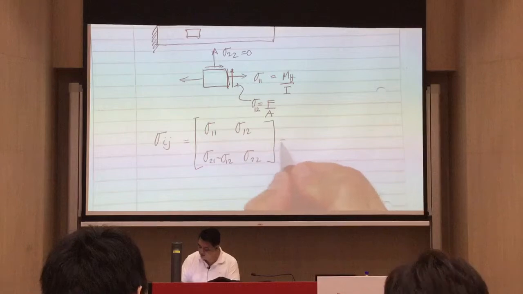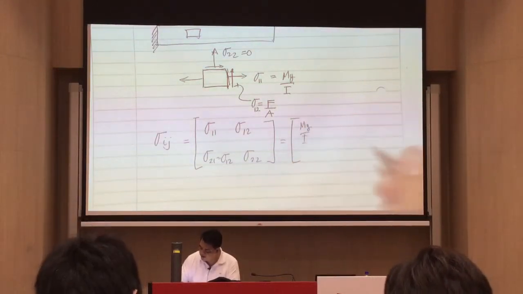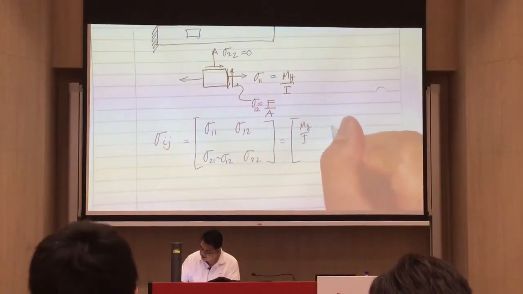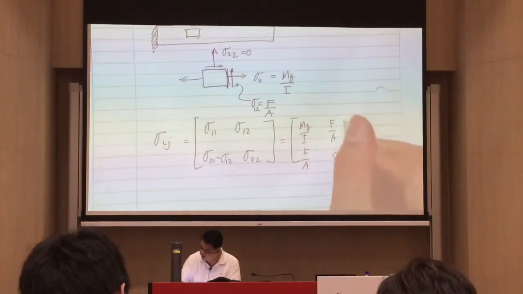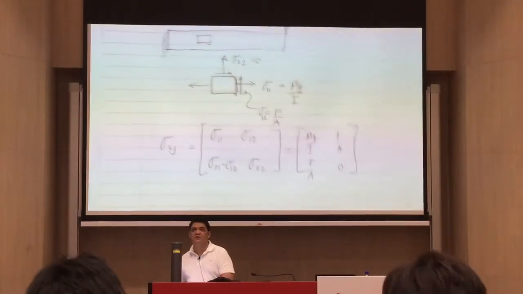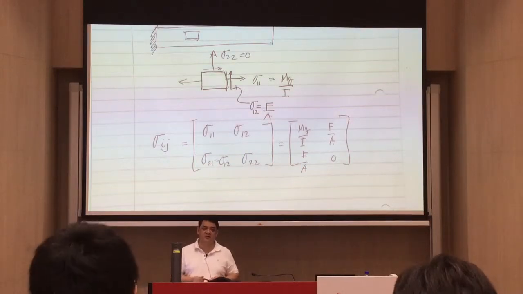And of course, this one is simply My over I, that is now F over A, F over A, and this one is zero. So from this one alone, you will now be able to determine your principal stresses.